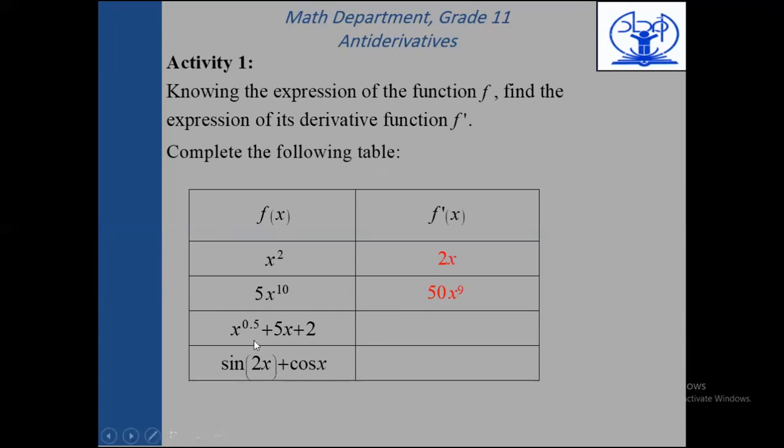Proceeding to the next, x to the 0.5 plus 5x plus 2, so that's 0.5x to the minus 0.5 plus 5, and the derivative of 2 is 0. Now, sine 2x plus cosine x. This is sine u, as you have studied in the previous chapter. Sine u has derivative u prime cosine u, and the derivative of cosine x is minus sine x.